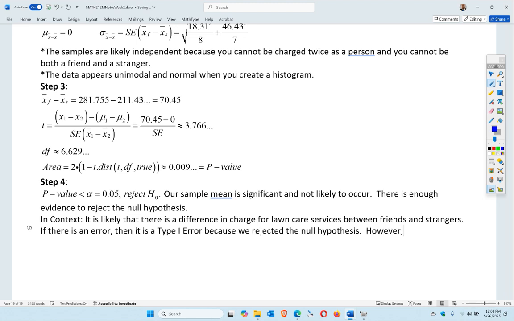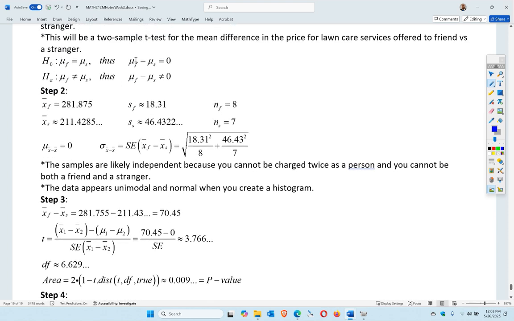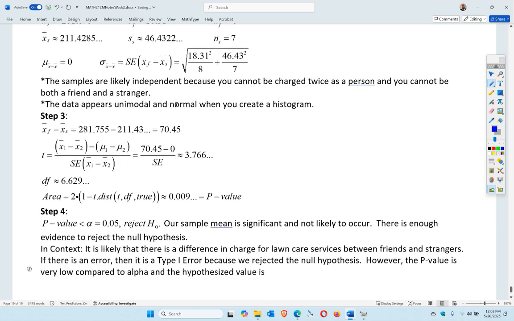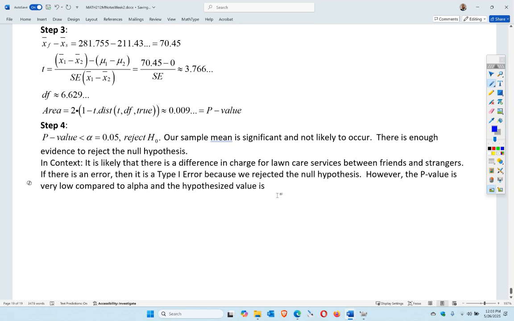However, the p value is very low compared to alpha, and the hypothesized value is, well, the hypothesized value would be 0, the difference, right? And did we do the confidence interval? We didn't, right? So the question is, would it be in the confidence interval or not? So is probably not in the confidence interval. Okay, but since it's very low, it's probably not going to be a type 1 error, but that's all we know essentially. Okay, all right.